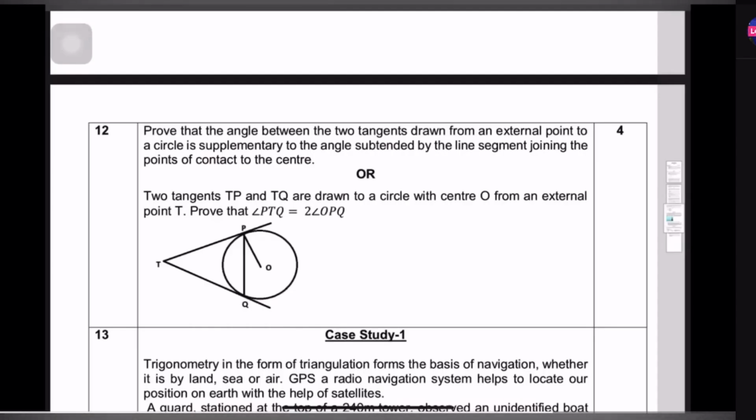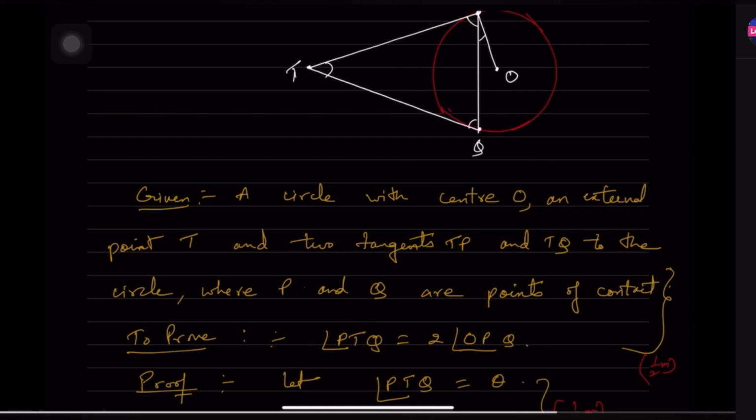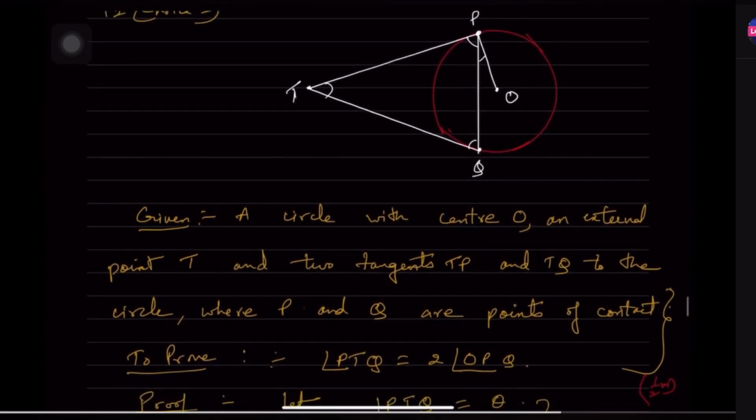Now we'll go into the choice. So what is the second one? You are having two tangents TP and TQ drawn to a circle with center O from an external point T. Prove that angle PTQ is equal to 2 angle OPQ. Now this is a choice question, the second choice. So according to the problem, you are given that a circle with center O, an external point T and two tangents TP and TQ to the circle where P and Q are points of contact. So we are having the center O, an external point T and two tangents drawn to the circle, that is TP and TQ.